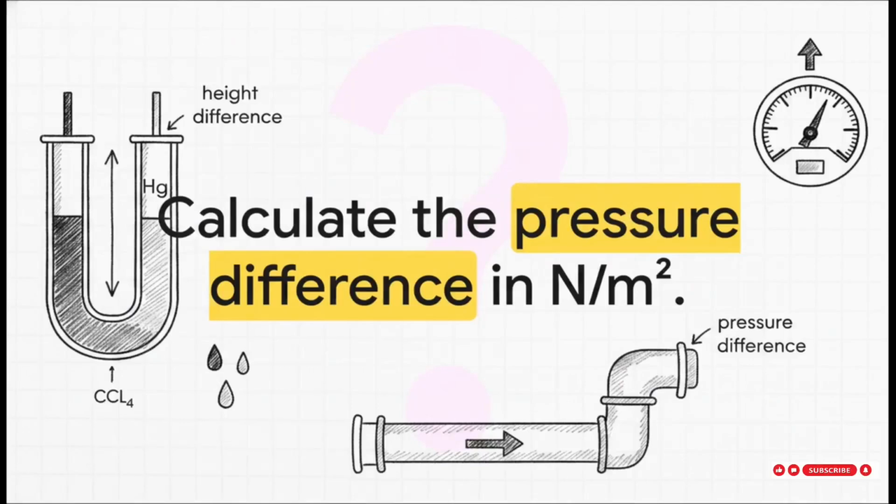Let's tackle one last problem to really lock down these skills. Example 7.2. We have a mercury manometer, and mercury has a crazy high density of 13,600 kilograms per cubic meter, reading a height difference of 200 millimeters for a flowing fluid of carbon tetrachloride, which has a density of 1,600. Our job is to calculate the pressure difference in newtons per square meter.